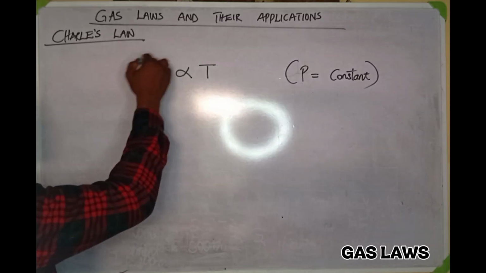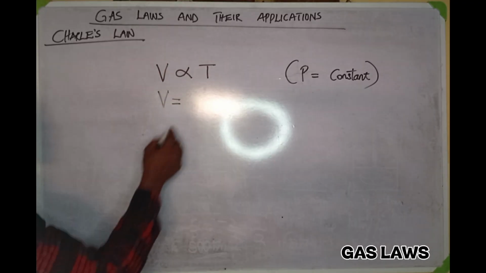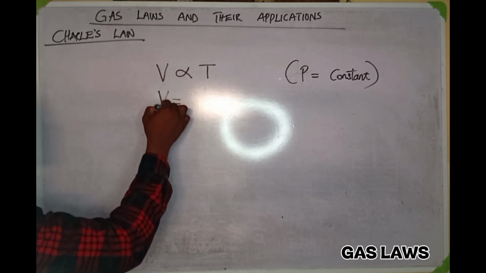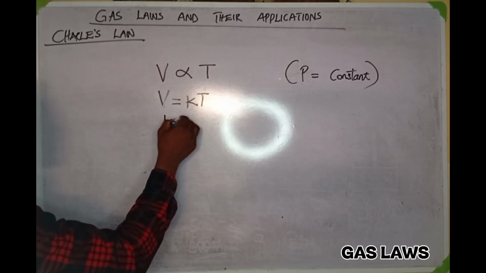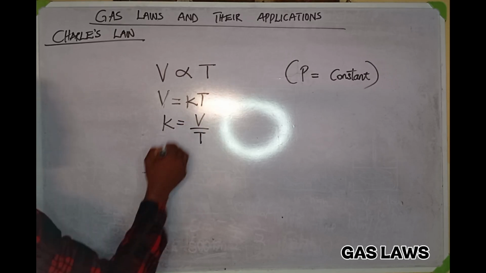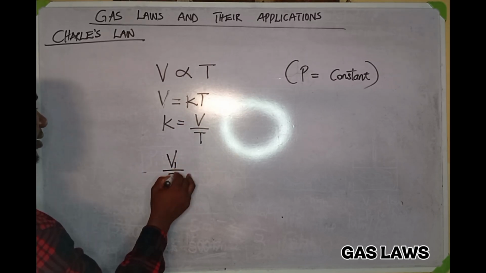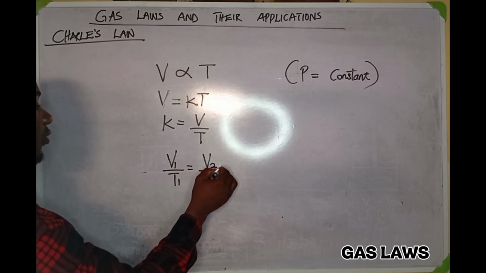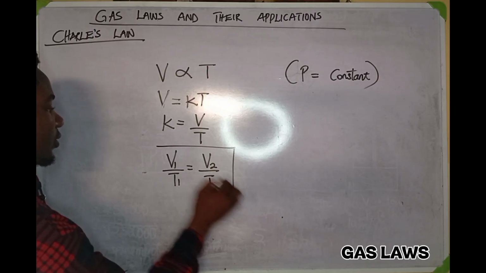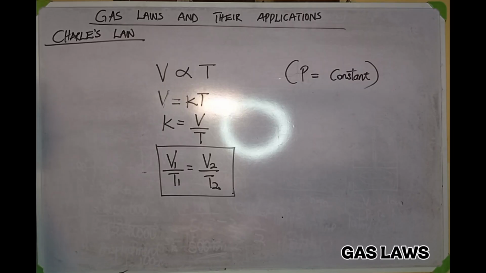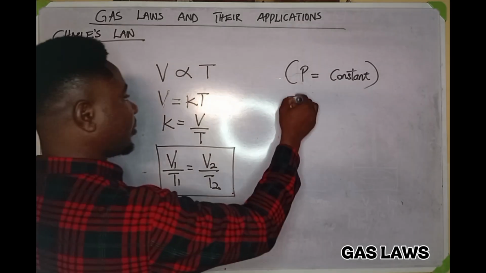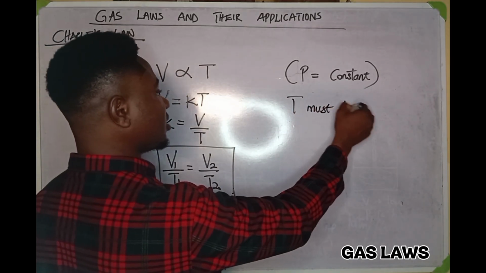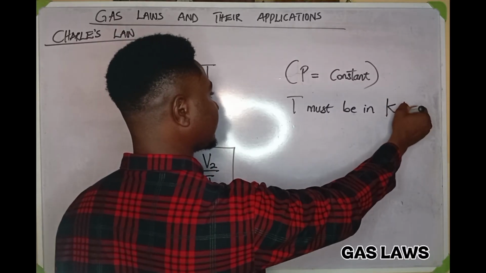Now, working on this law, I introduce a constant, so proportionality changes to equal to, I have V equal to KT. When I make K the subject, I have K equal to V over T. It is from here that we have V1 over T1 equal to V2 over T2. So this is our Charles' law. And don't forget, temperature must be in Kelvin.